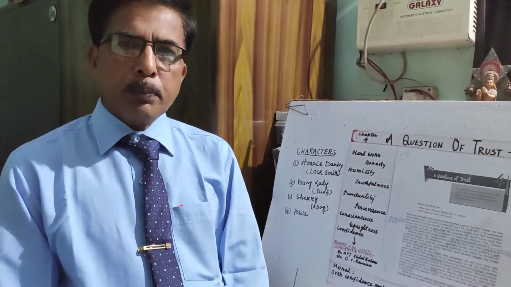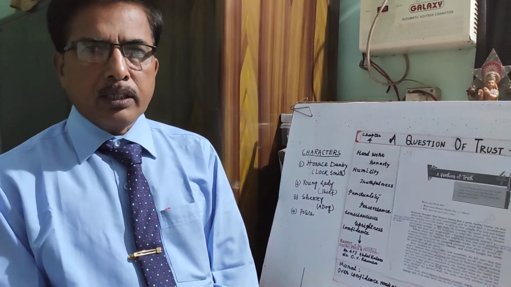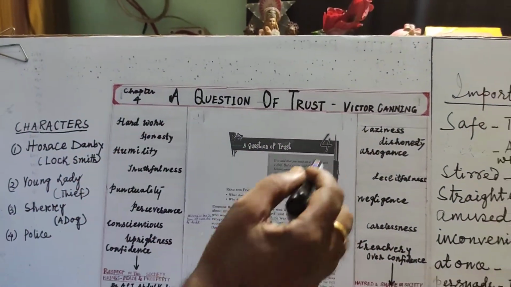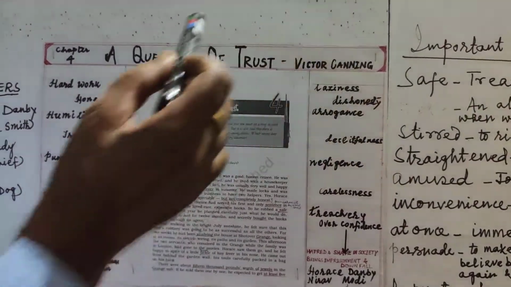This time I have come up with a new lesson from the supplementary reader for class 10th. The name of the lesson is A Question of Trust and the writer is Victor Canning.